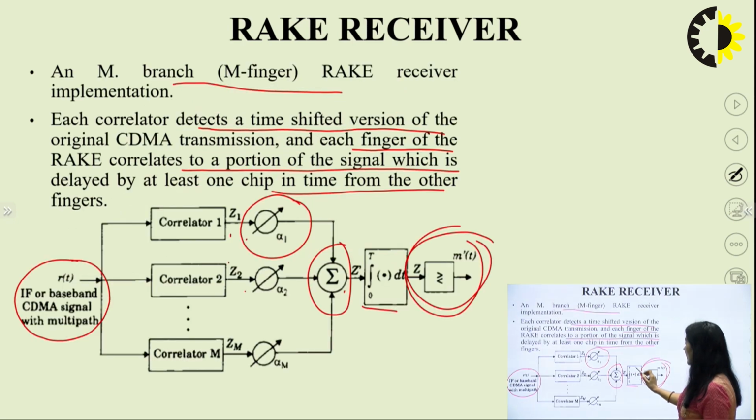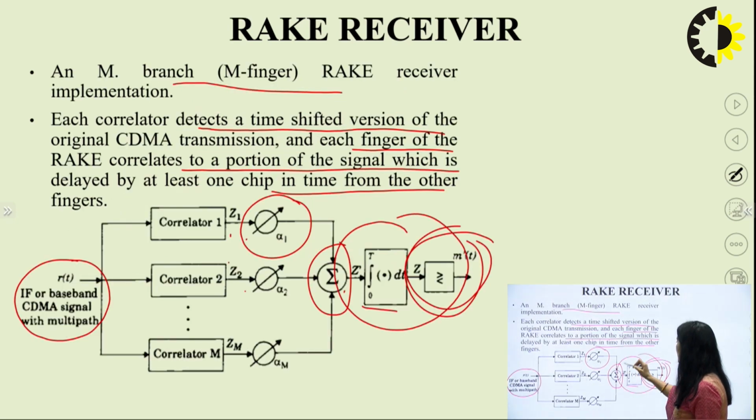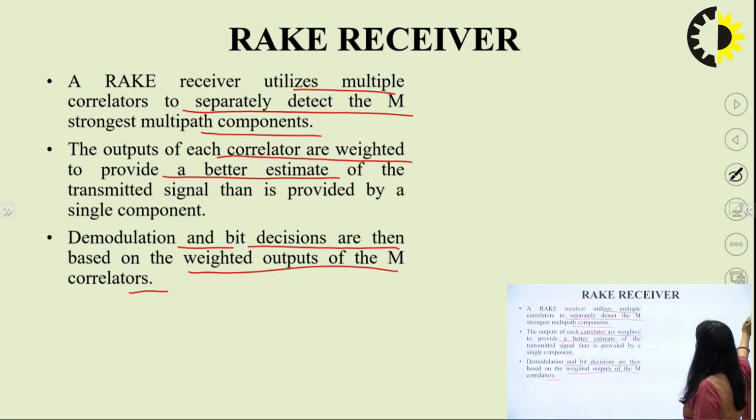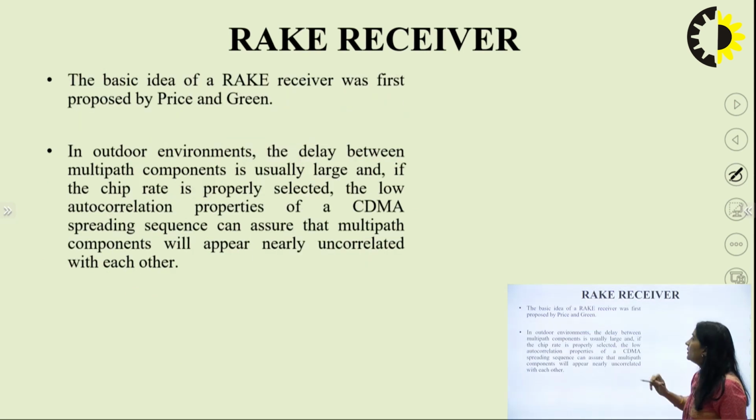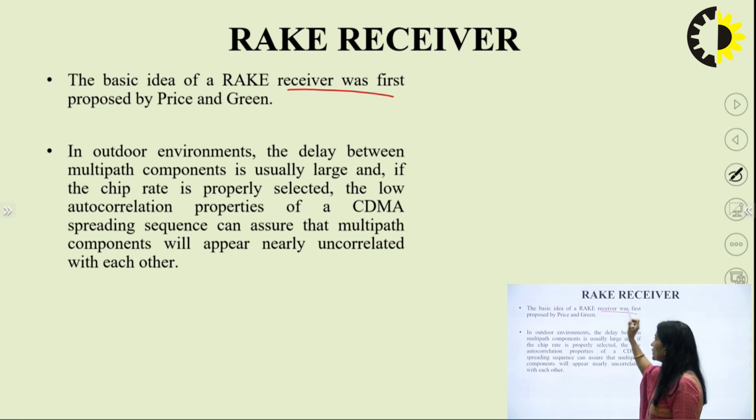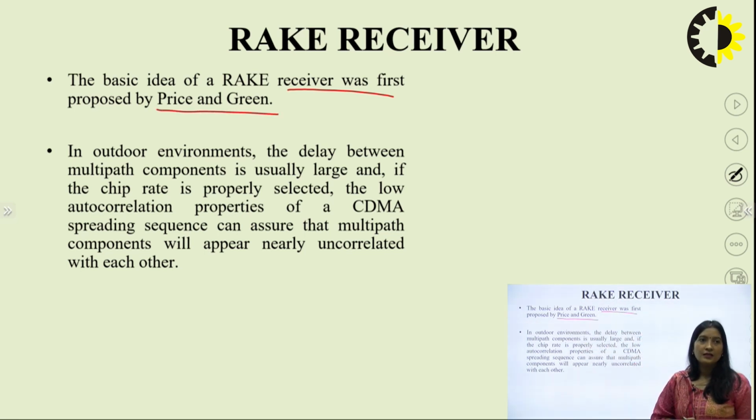Here we do the demodulation and the detection of the signal. The basic idea of the RAKE receiver was first proposed by Price and Green. This is the name of the scientist who actually invented this RAKE receiver.